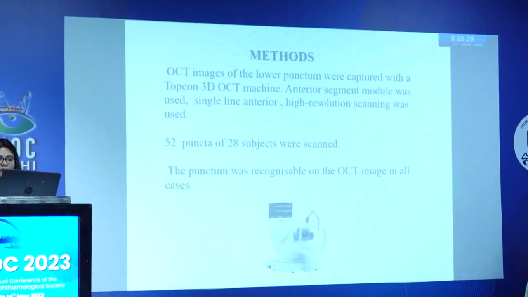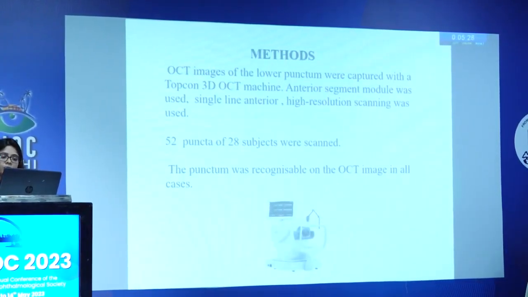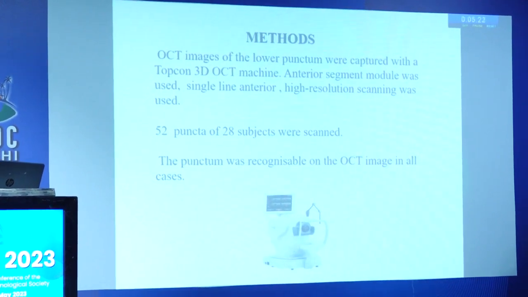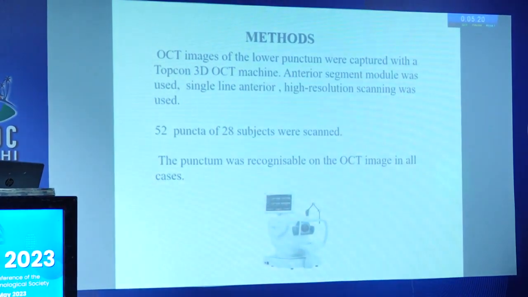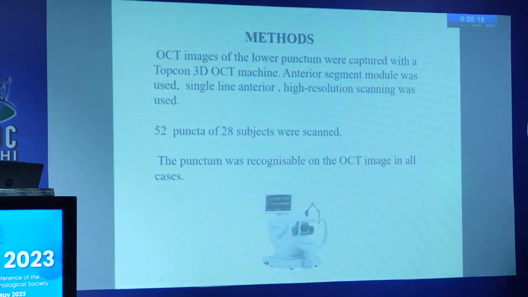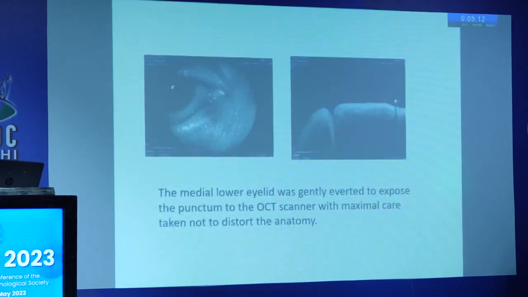OCT images of the lower punctum were captured with a Topcon 3D OCT machine. The anterior segment module was used. Single line anterior high resolution scanning was used. 52 puncta of 28 subjects were scanned. The puncta were recognizable on OCT images in all cases. The medial lower eyelid was gently everted to expose the punctum to the OCT scanner, with maximum care taken not to distort the anatomy.